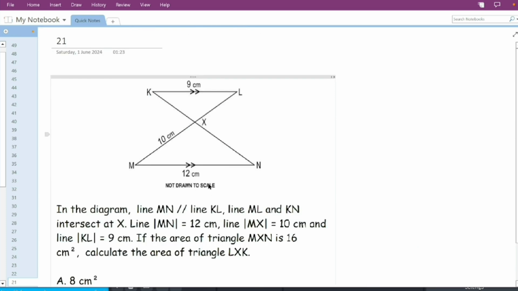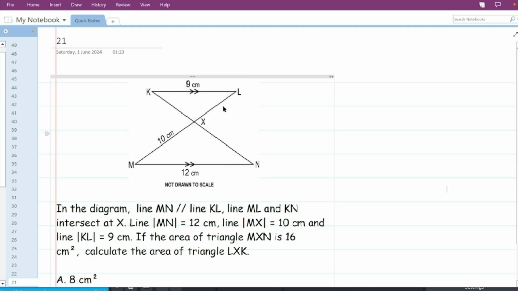It's about using the area to find a side of this bigger triangle. Once you have the side, you can equate it and find this side and also this side. This side has MN, which is 12, similar to KL, which is 9. MX is similar to XL, and XN is similar to XK. Then we use these three sides to find the area of the triangle.